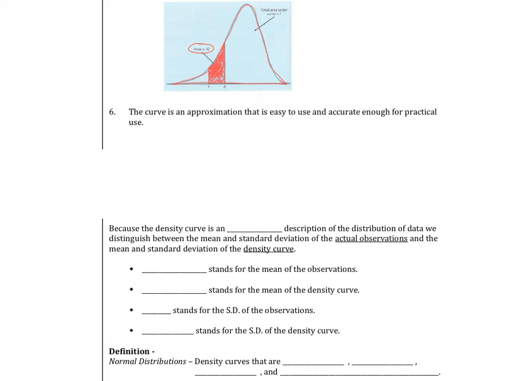All right, because the density curve is an idealized description of the distribution of data, we distinguish between the mean and the standard deviation of the actual observations and the mean and the standard deviation of the density curve. So X bar stands for the mean of observations. So it's how many did you actually see happen. All right, and then this cursive U (μ) stands for the mean of the density curve. So X bar comes from a sample, and μ comes from a population.